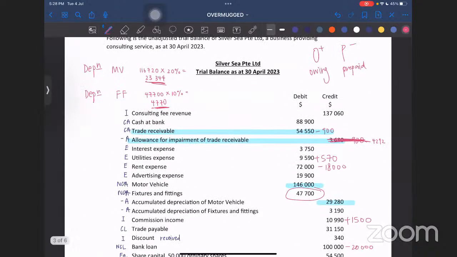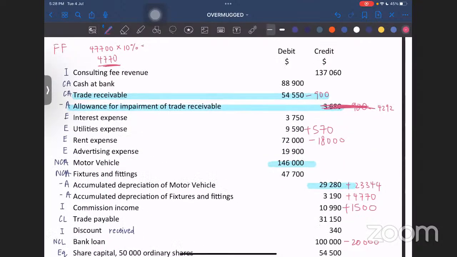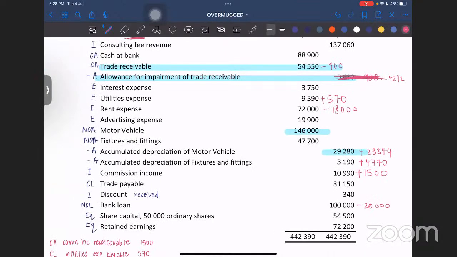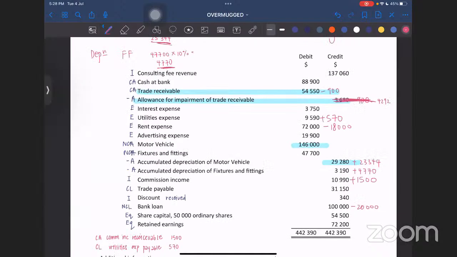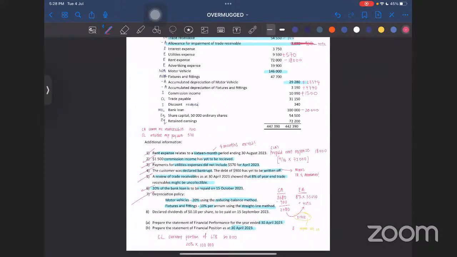Then I will add on to my accumulated depreciation. Add them inside my accumulator. Every year I will keep on adding and adding to my accumulated D, right? So plus 23344 and then plus 4770. Add them. So don't add in the wrong one. So motor vehicle, add in motor vehicle, fixtures fitting, add in fixtures fitting. Okay, so done for depreciation.